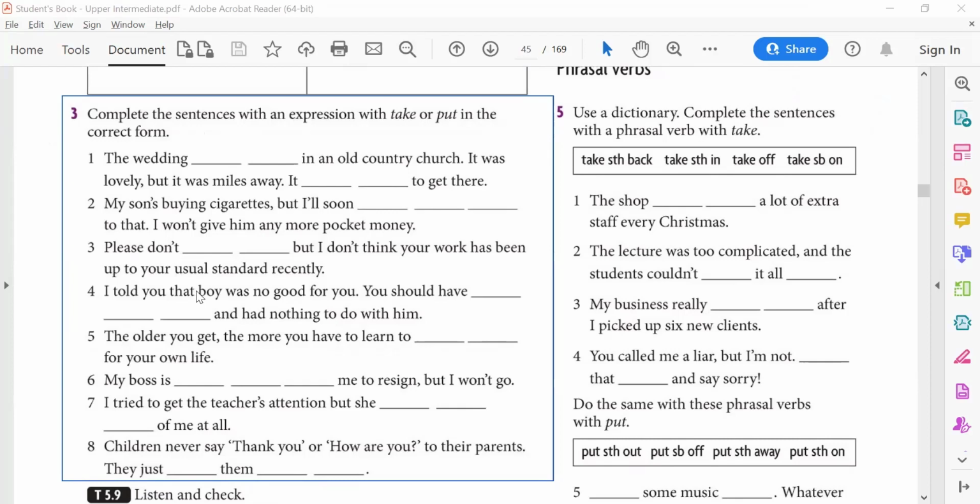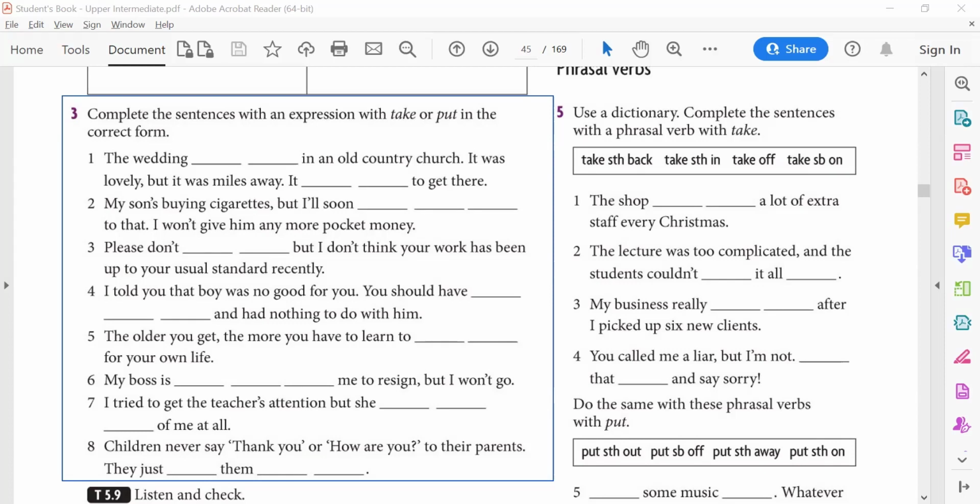Tape script 5.9. 1. The wedding took place in an old country church. It was lovely, but it was miles away. It took ages to get there. 2. My son's buying cigarettes, but I'll soon put a stop to that. I won't give him any more pocket money. 3. Please don't take offence, but I don't think your work has been up to your usual standard recently. 4. I told you that boy was no good for you. You should have taken my advice and had nothing to do with him.